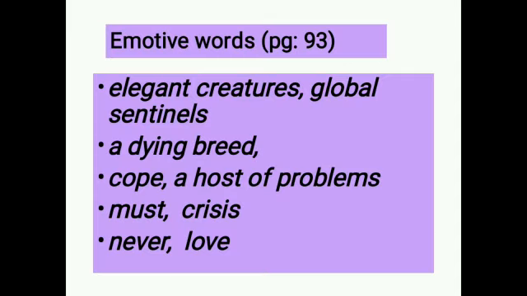Let's look at some of the emotive words used in the text, which change the tone and effect of a sentence: elegant creature, global sentinels, a dying breed, a host of problems, must, crisis, never, and love.